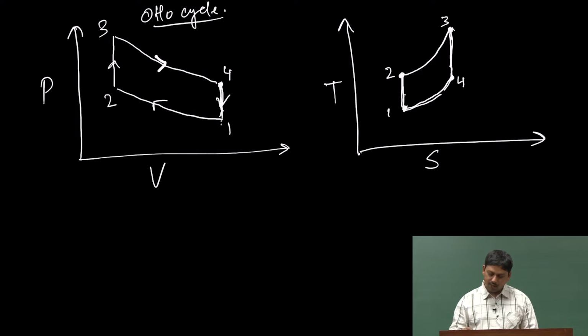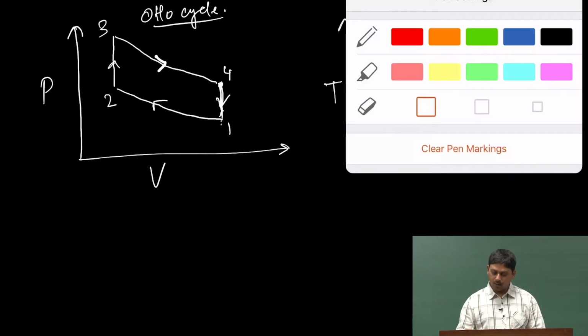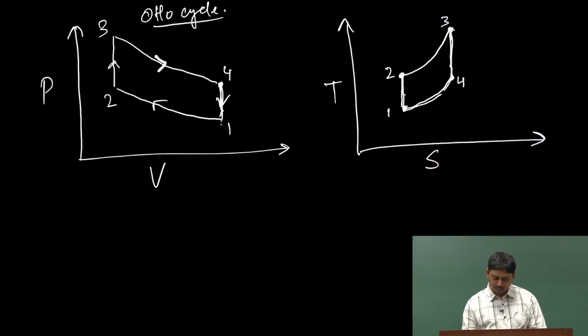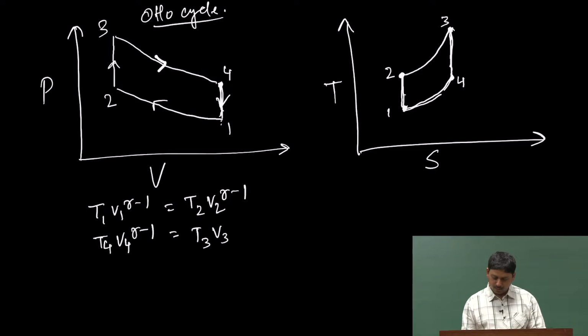So, now the question is whether the line 3, 4 will be bigger than 1, 2 or not. In order to do that, we have to find the relation of the temperatures between 1, 2, 3 and 4. Let us write our adiabatic expression: T1 V1 to the power gamma minus 1 is T2 V2 to the power gamma minus 1, and T4 V4 to the power gamma minus 1 is T3 V3 to the power gamma minus 1. Taking the ratio, we get T4 by T1 is equal to T3 by T2.